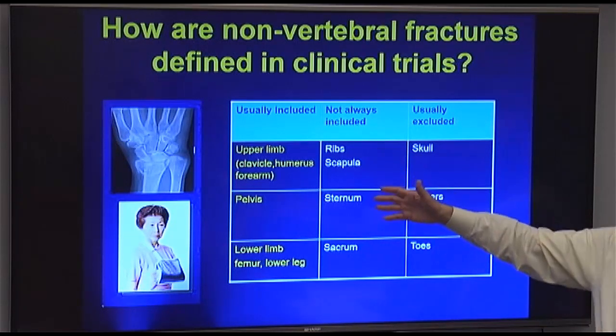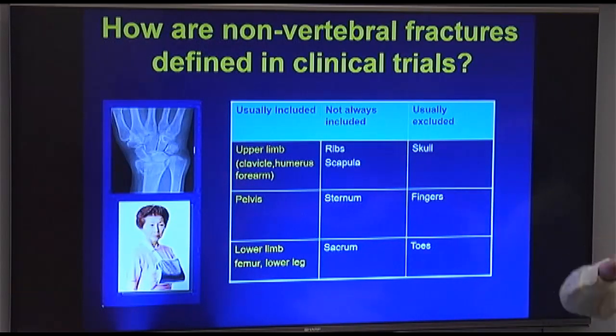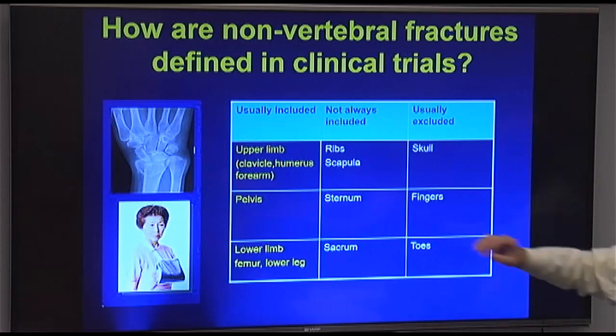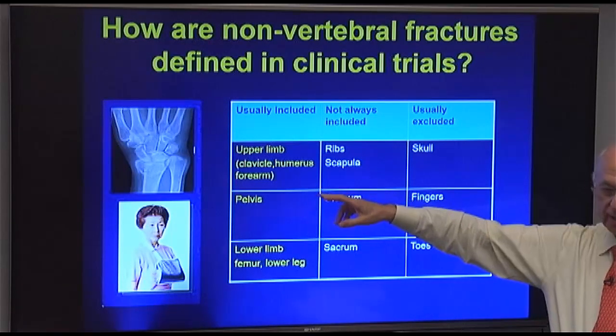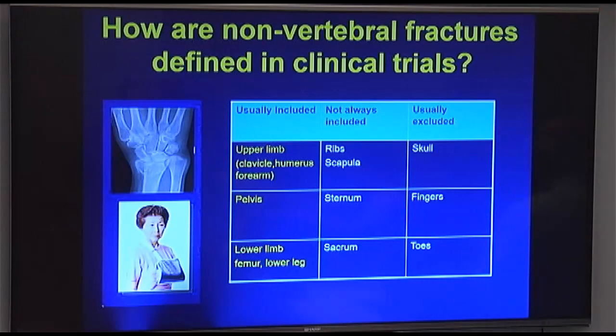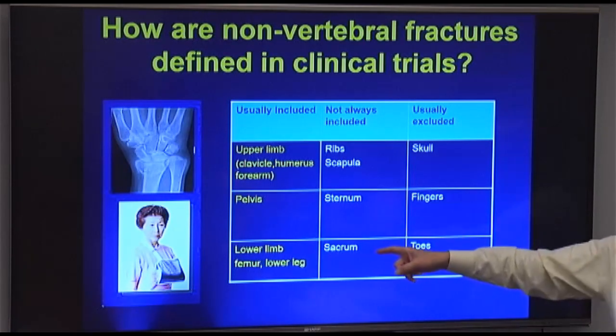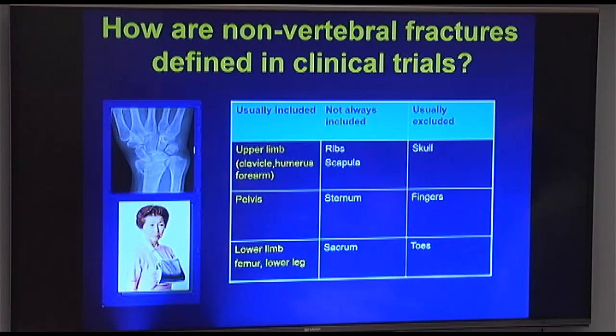But typically when we talk about a non-vertebral fracture, the left column is really what we're usually talking about. We're talking about the upper extremity, and it isn't just the distal forearm. We're talking about clavicle and proximal humerus. Pelvic fractures are part of the non-vertebral fracture group. And then the leg, the lower limb, the femur, and tibial ankle fractures. So again, when we're speaking about non-vertebral fractures, think about what is on the left, the 6 major non-vertebral sites, and the others probably not.